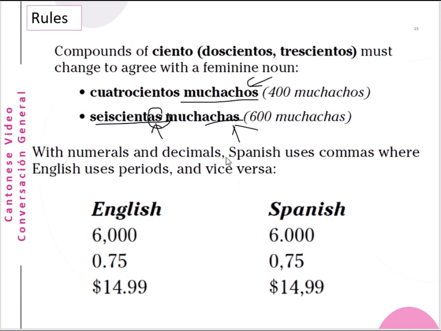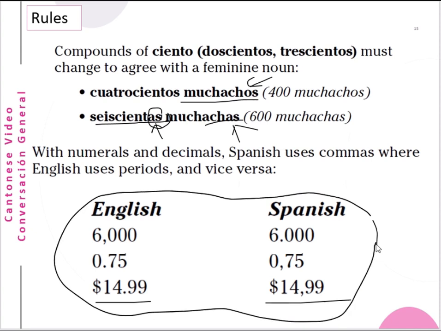With numerals and decimals, Spanish uses commas where English uses periods, and vice versa. Let's say, in English, we write 6,000, which means six thousand. And in Spanish, we write 6.000, this means 6,000. 0.75 in English, we use a period, and in Spanish a comma, 0,75. And in dollars, we write $14.99 in English, but in Spanish, we write $14,99. So you have to remember this is a very significant difference between Spanish and English.